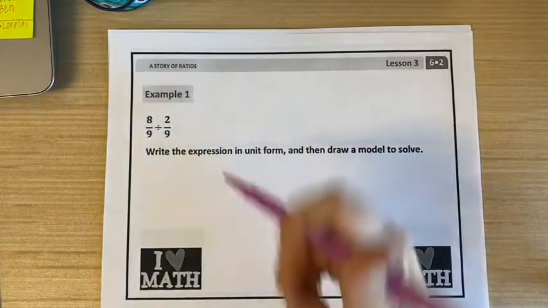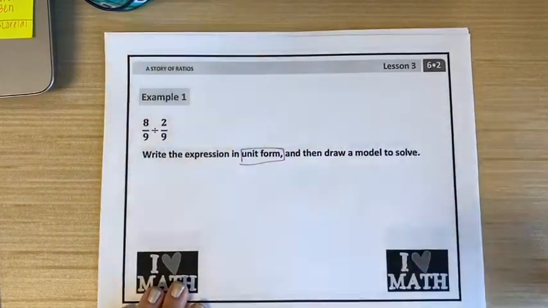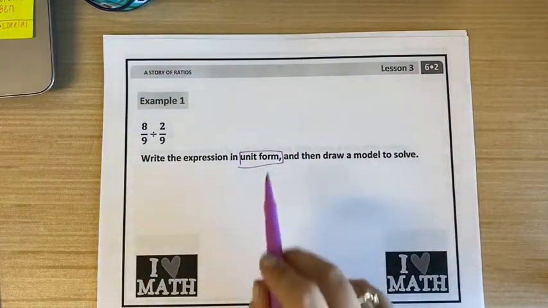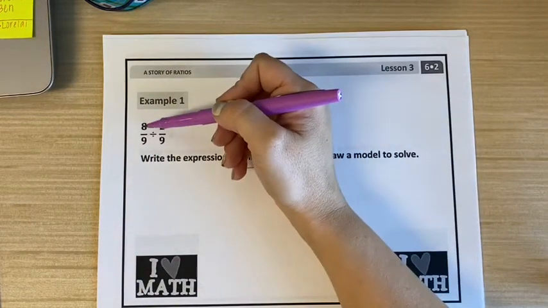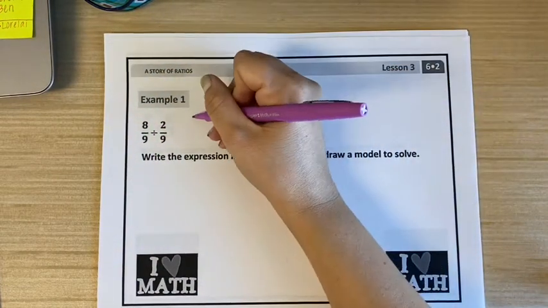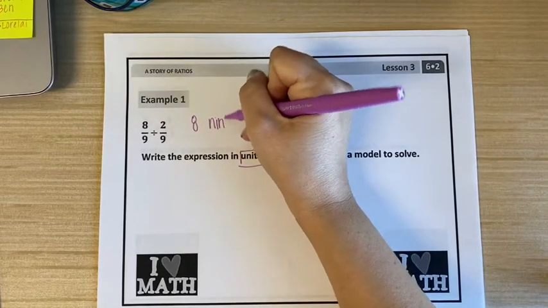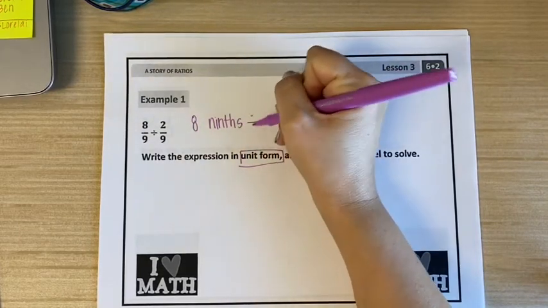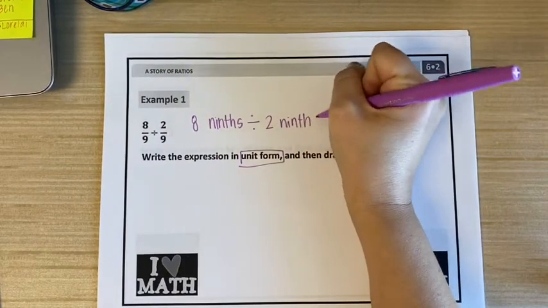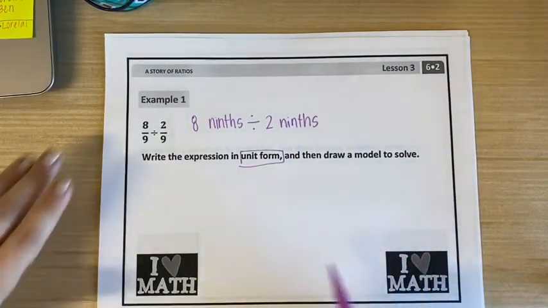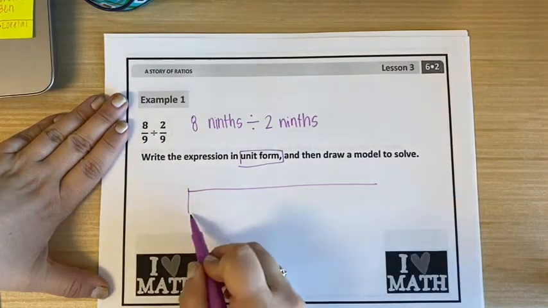So here's that word that I was talking about at the beginning, unit form. Unit form again means that I take whatever the denominator is and I write that out. So for example, this is 8/9. So I write 8 ninths divided by 2 ninths. And to draw a model to solve, let's start with ninths.